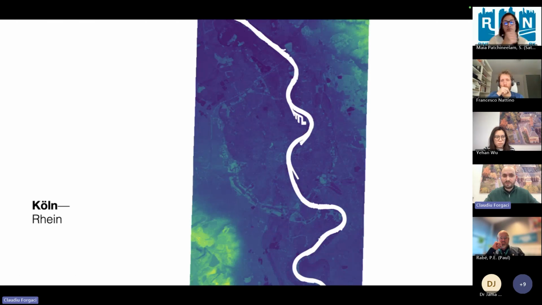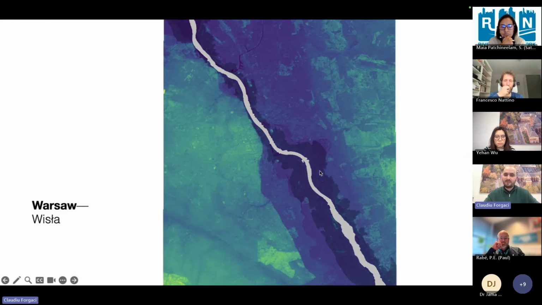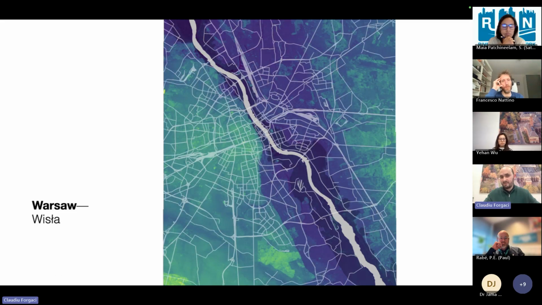There's another example, Köln in Germany, the valley, the street network, the corridor boundary, which is cut then into smaller units with the transversal lines. And finally, the example of Warsaw with the valley, the corridor drawn on the street network, and its subdivisions with the transversal lines.